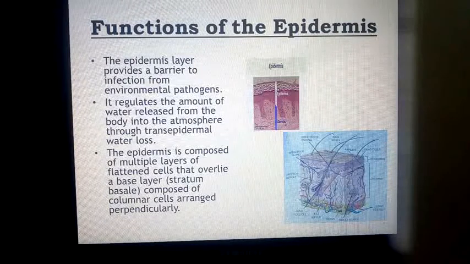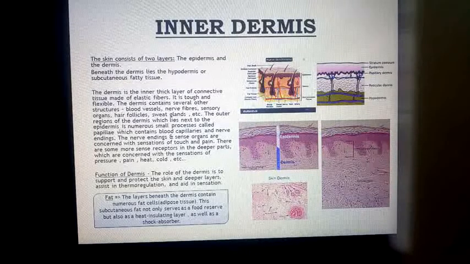Got it? Now, functions of the epidermis. The epidermis layer provides a barrier to infection from environmental pathogens. It regulates the amount of water released from the body into the atmosphere through transepidermal water loss. The epidermis is composed of multiple layers of flattened cells that overlie a base layer called stratum basale, composed of columnar cells arranged perpendicularly. Inner dermis. Now we are moving on to the inner dermis. I hope you all understood epidermis.